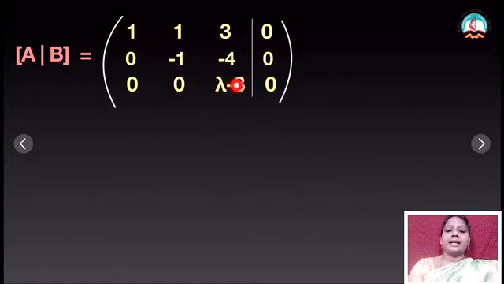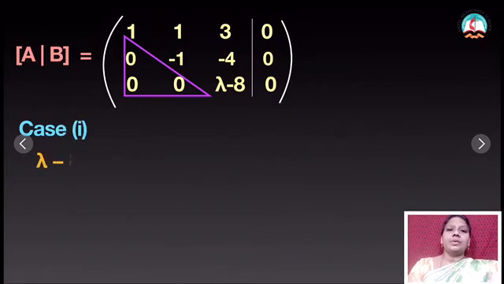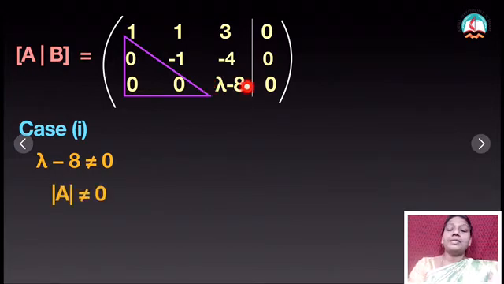So, I got the echelon form, therefore the first case is lambda minus 8 is not equal to 0. That means lambda should not be equal to 8. If I take 8, 8 minus 8 gives me 0. So apart from 8, it has some other number. So lambda minus 8 not equal to 0 means this will not be equal to 0. Therefore, the determinant of A is not equal to 0, because here I have some value apart from 0.